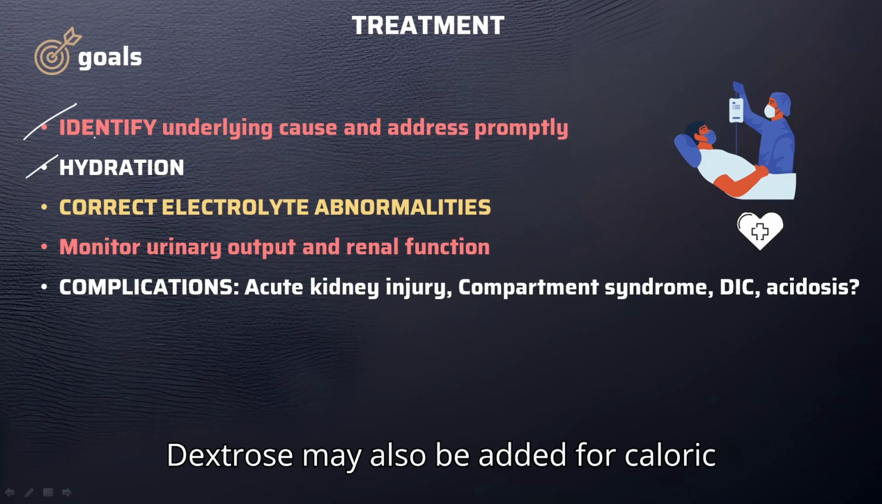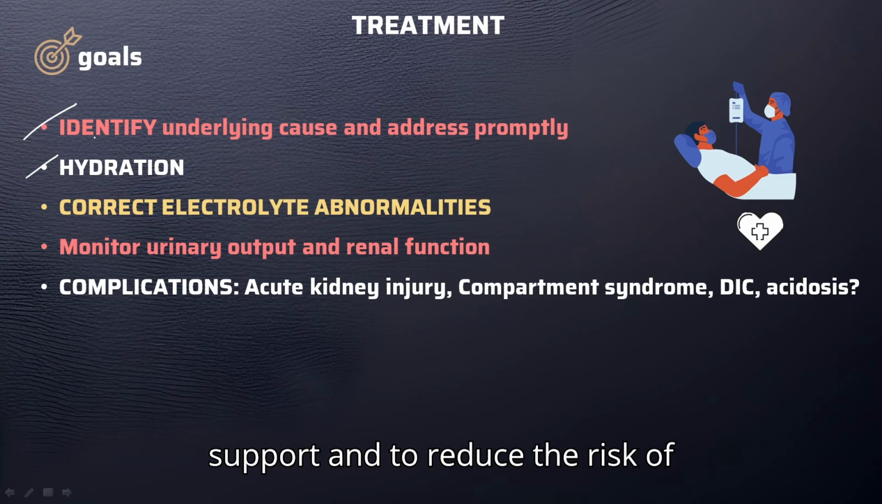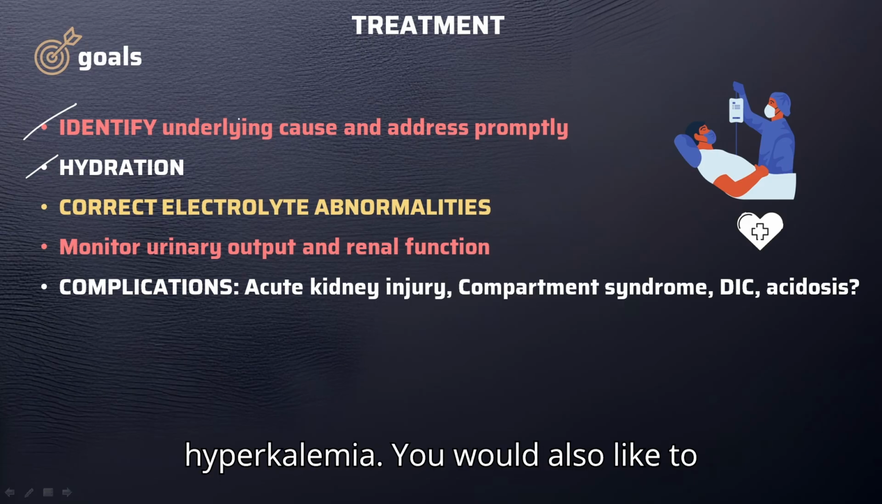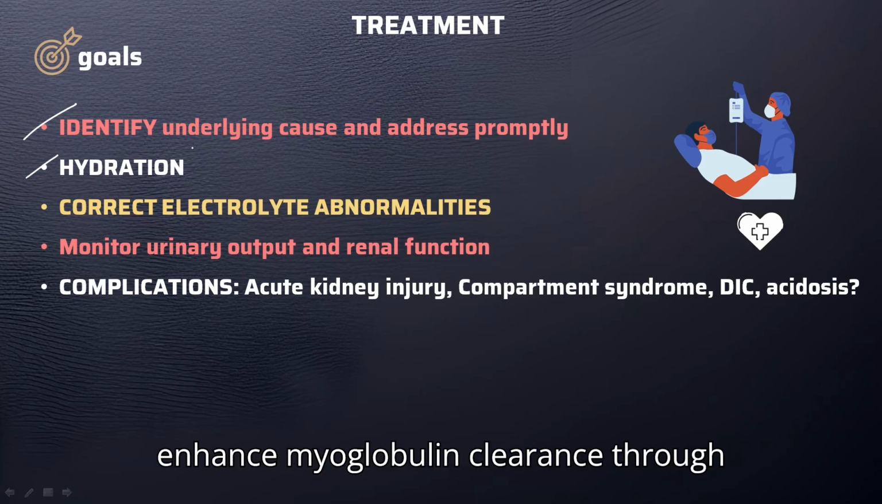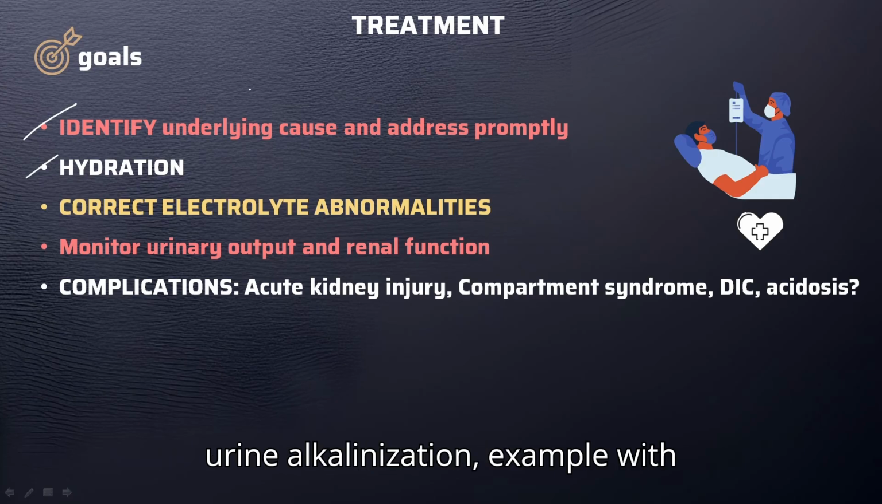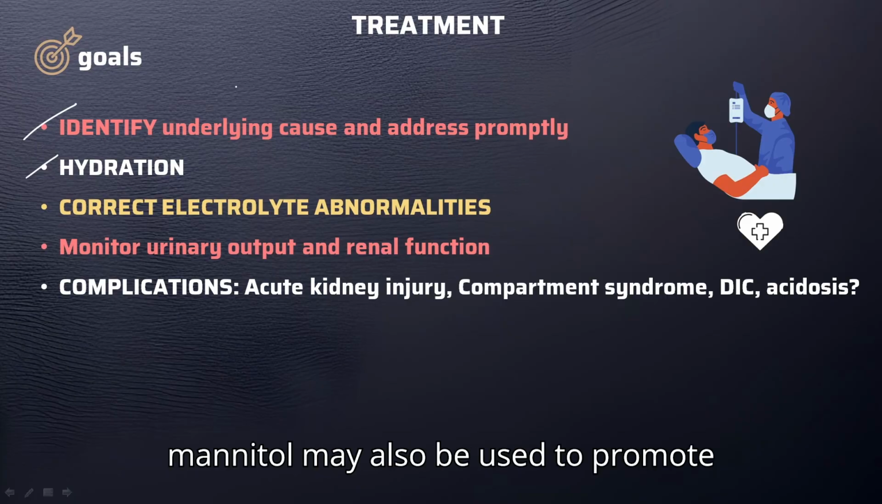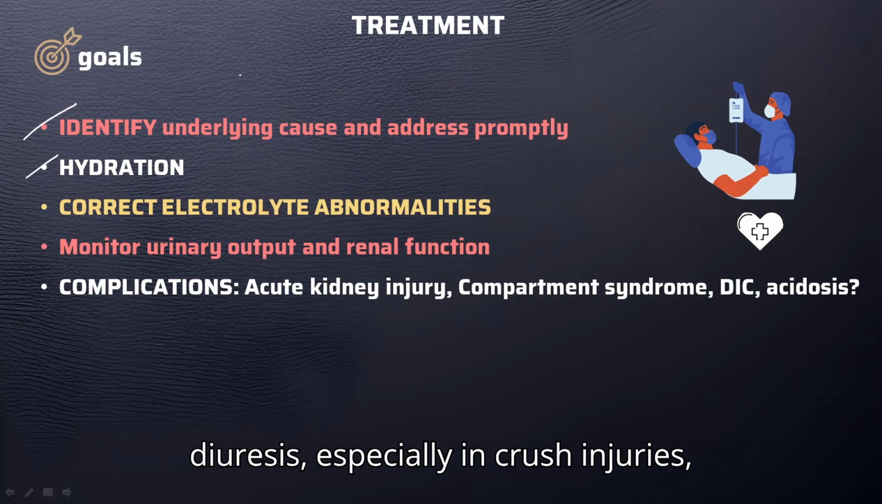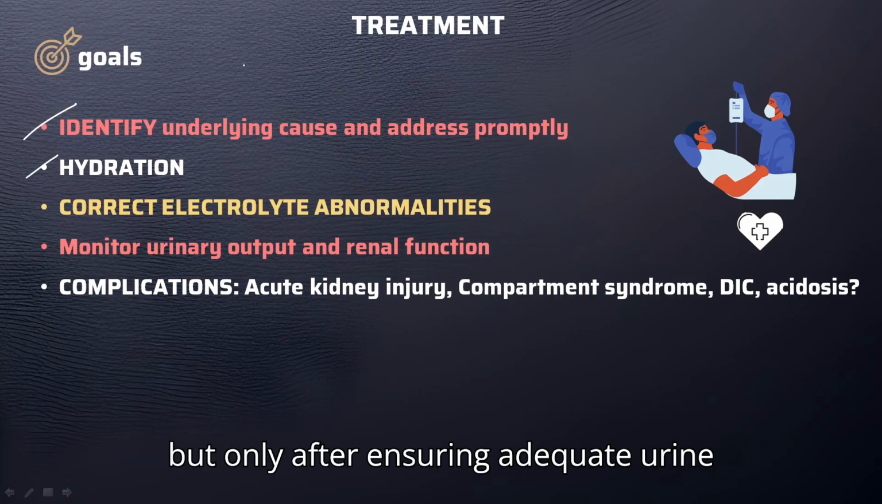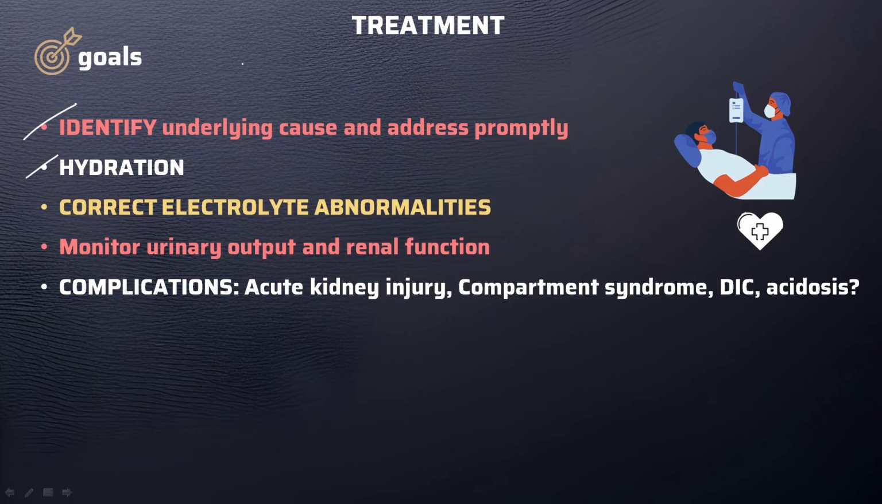Dextrose may also be added for caloric support and to reduce the risk of hyperkalemia. You would also like to enhance myoglobin clearance through urine alkalinization, for example with bicarbonates, to prevent what? Myoglobin and uric acid precipitation. Mannitol may also be used to promote diuresis, especially in crush injuries, but only after ensuring adequate urine output.